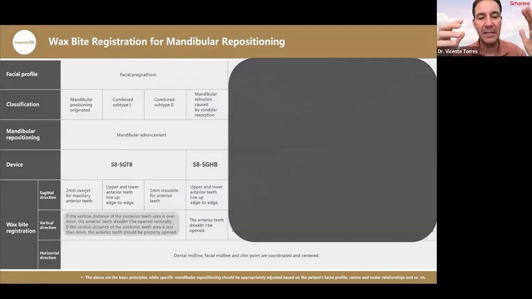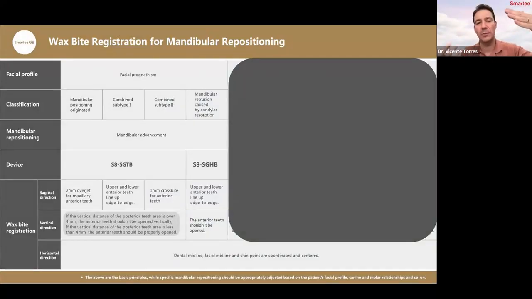And from the beginning, we need to understand two different things. The first one is the sagittal direction. If we have from the beginning a class 2 division 1, we talked about that before, it's very important to make this mandibular advancement with the wax registration and leave at least 1 or 2 millimeters. Why? Because I need to retroincline the upper incisors. So in class 2 division 1, my wax registration is made with the mandibular advancement leaving 1-2 millimeters.